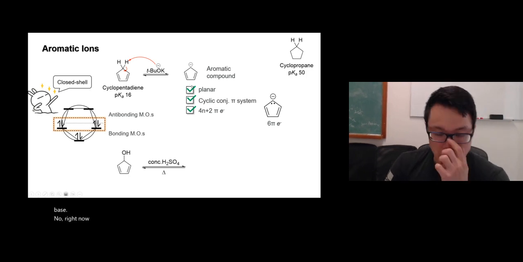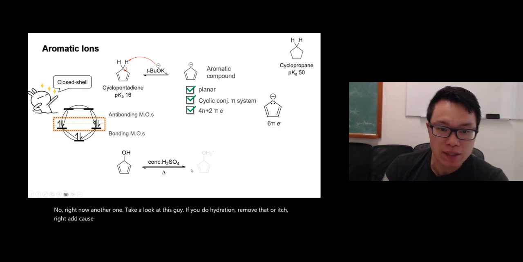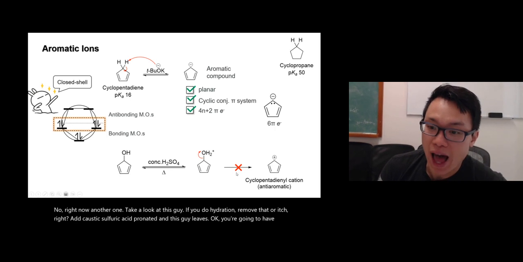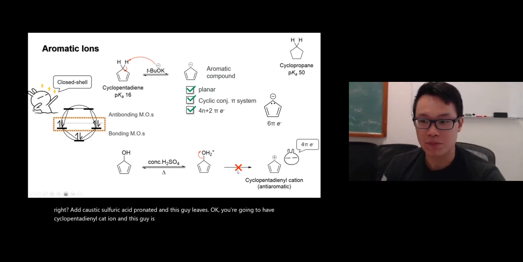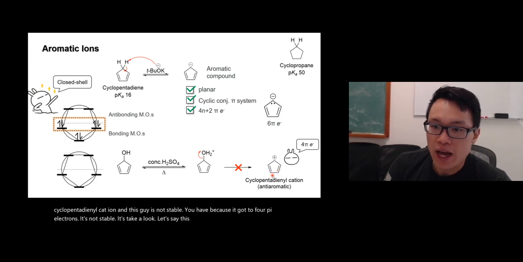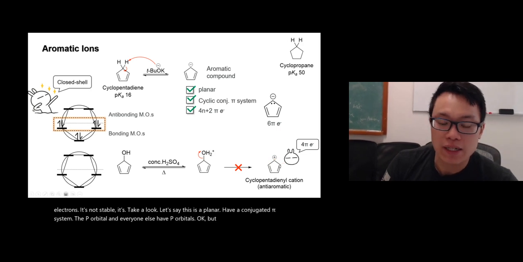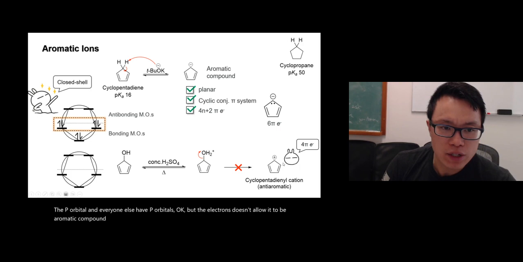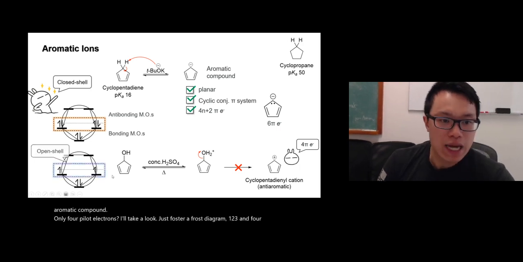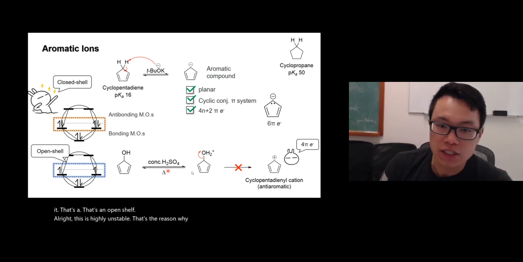Now, another one. Take a look at this guy. If you do hydration, remove that OH, add sulfuric acid, protonate it, and this leaves. You're going to have the cyclopentadienyl cation, and this is not stable, because it has 4 pi electrons. Let's say it's planar, has a conjugated pi system, and everyone has p orbitals. But the electrons don't allow it to be an aromatic compound. Only 4 pi electrons. Using a Frost diagram, 1, 2, 3, and 4, you can see that's an open shell. This is highly unstable. That's the reason why this reaction doesn't occur.